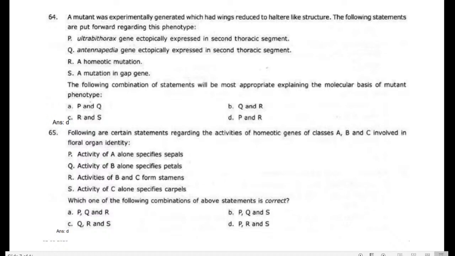This Ultrabithorax is a very important gene for the haltere structure, which is ectopically expressed in the second thoracic segment. If you are a biology student, you all know Ultrabithorax. This is a homeobox gene, found in all kinds of insects. A very important homeobox gene, present in all kinds of insects.